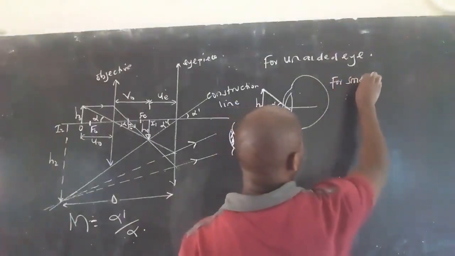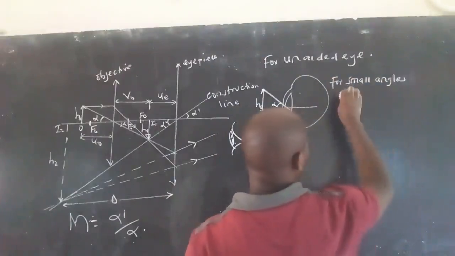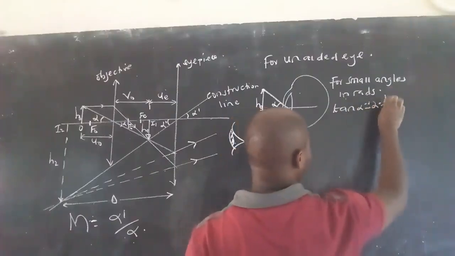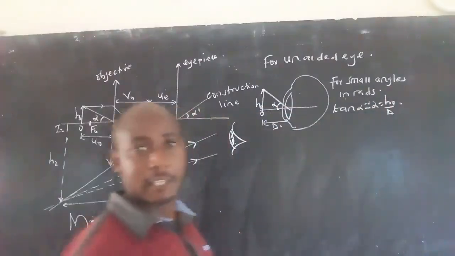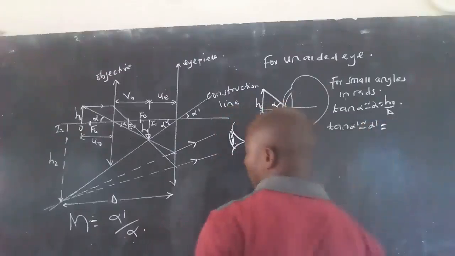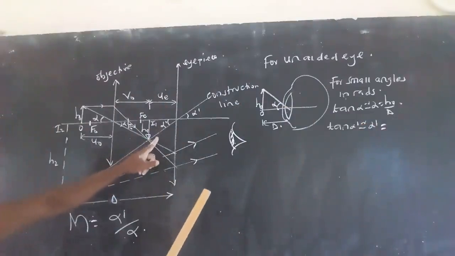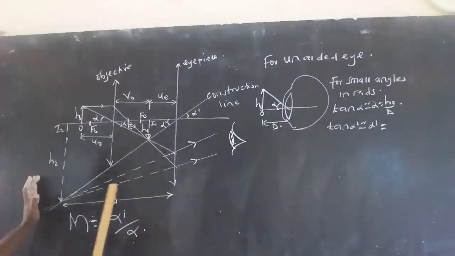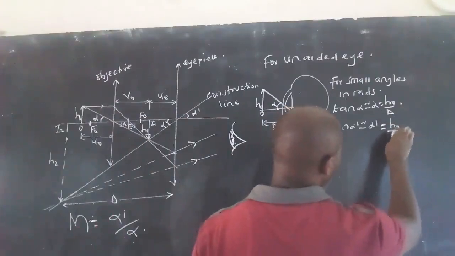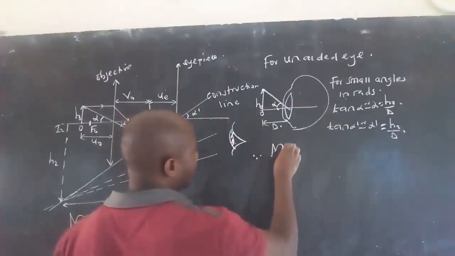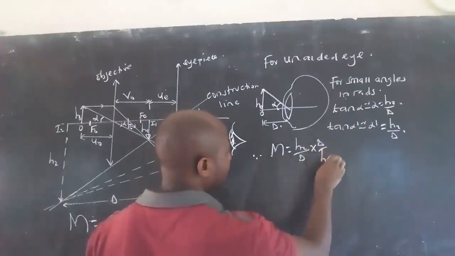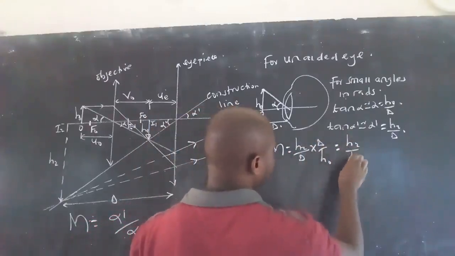tan of alpha is H0 over D. Then tan of alpha prime, which is the opposite, H2, divided by the adjacent, which is D. From here to here is D. So it is H2 over D. Therefore, the magnifying power will become H2 over D times D over H0, which becomes H2 over H0.